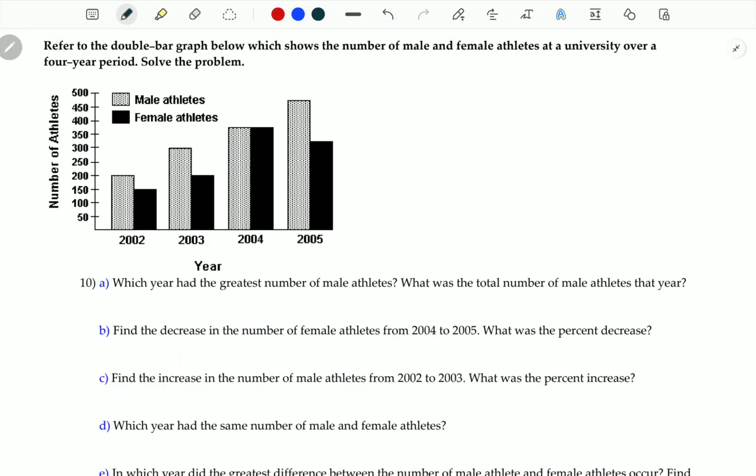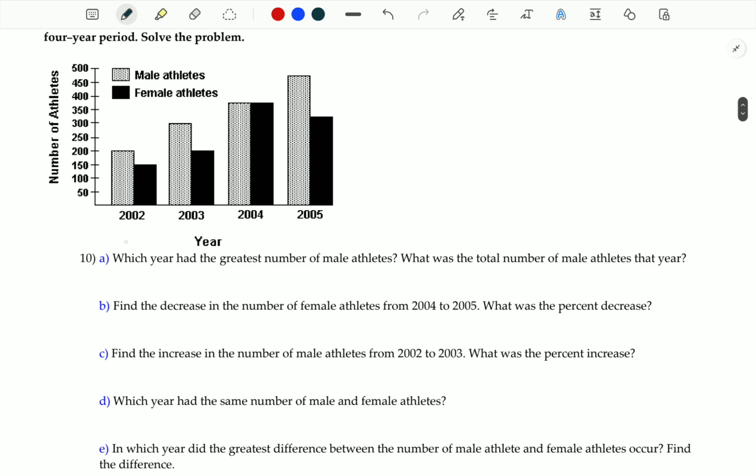Question number 10. It says, refer to the double bar graph below, which shows the number of male and female athletes at a university over a 4-year period. Solve the problems. So we had 2002 to 2005. Female is the black, males is the grayish.